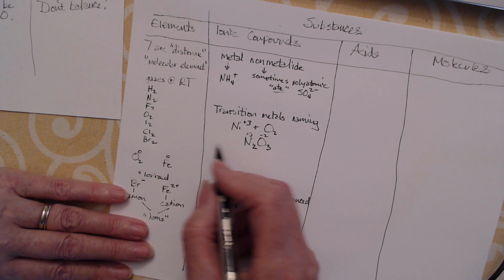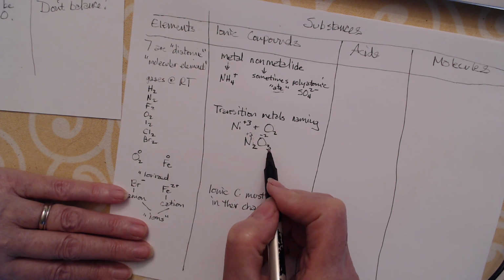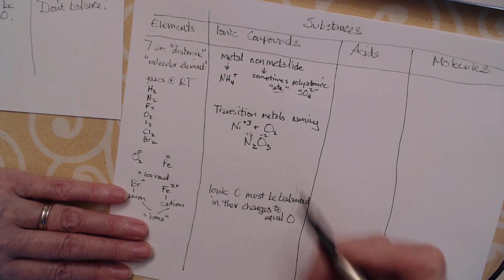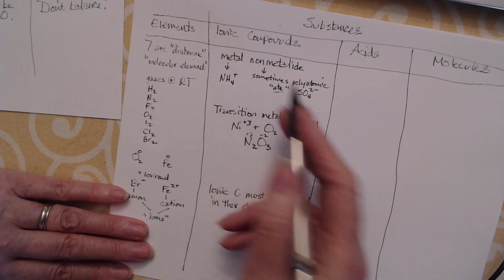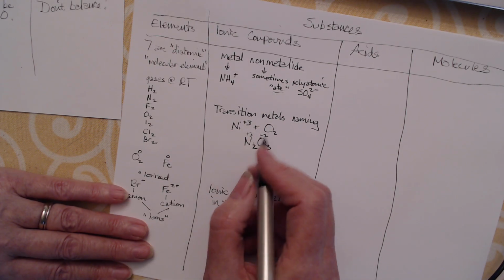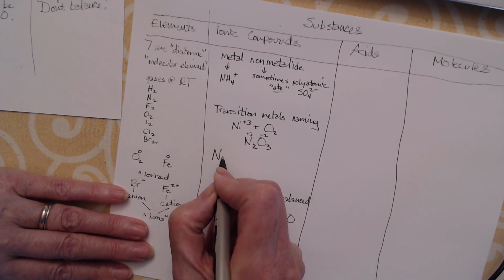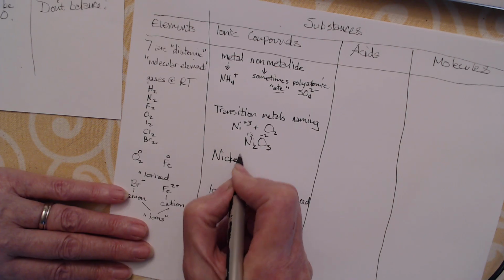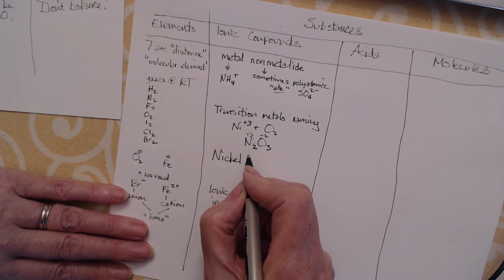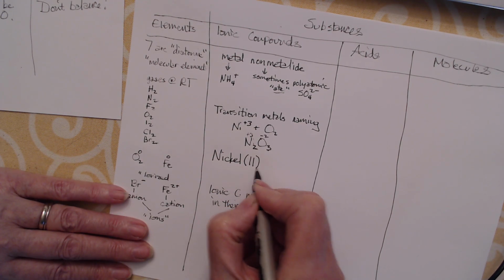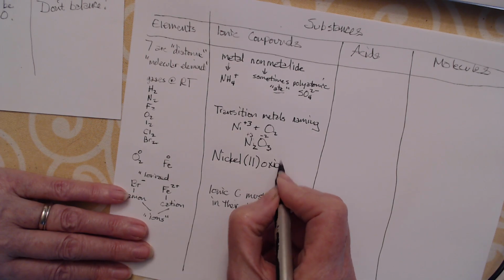And then the other thing is, and this is true of any ionic compound, must be balanced. Okay, not just the transition metals, right? But the only other thing you need to know is when I write down nickel, when I name this compound, I've got to call it nickel(III) oxide.